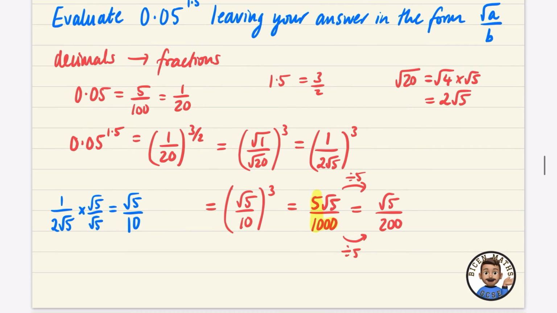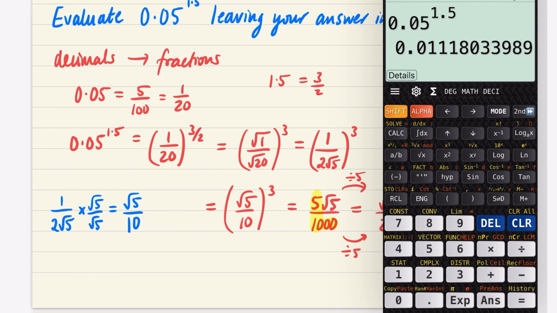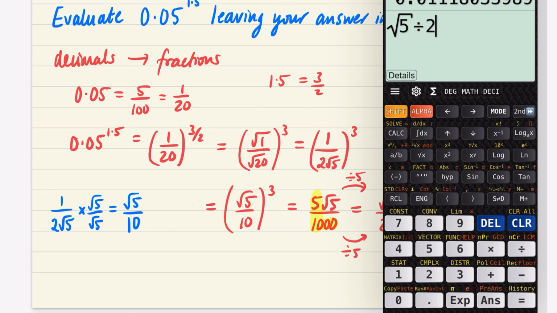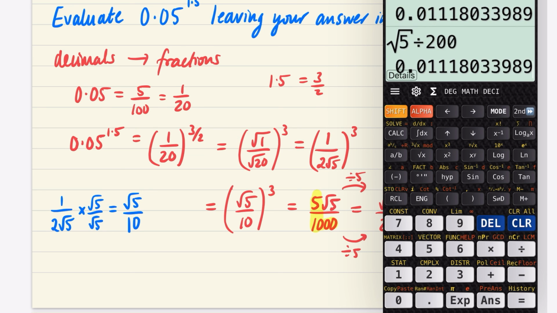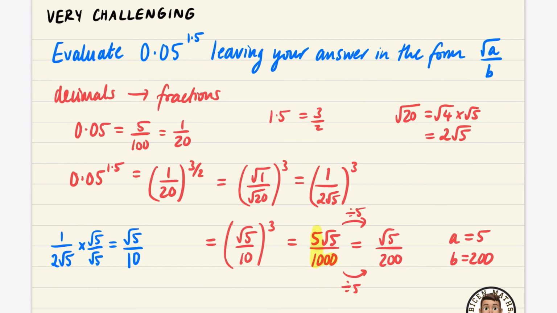So the answer, in the form of A and B: A is equal to 5, and B is equal to 200. Let's see if the calculator gives us this. My calculator with surds sometimes behaves a little differently, but if I do 0.05 to the power of 1.5, I get 1 over 40 root 5, and that is actually the same answer. Let's just see it as a decimal. We said it was going to be root 5 over 200, so let's see that we get the same thing. Yep, my calculator doesn't show things in the correct surd form sometimes, but you can see that these answers are identical. So a very tricky question that pulls in indices with fractions as well as surds.